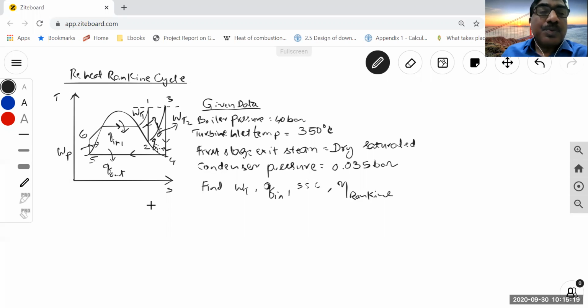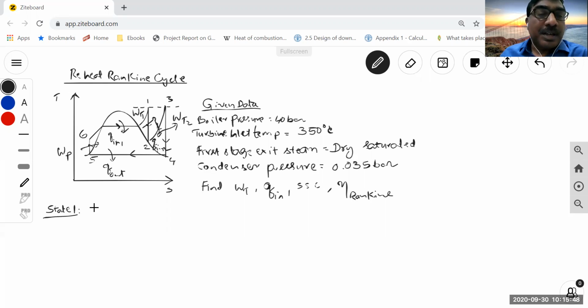Now our task is to find out the enthalpies at each and every point. Once you get the enthalpies at each and every point, you can easily find out whatever quantities you want. So for that we need to use the steam tables. But before that, we have to clearly understand what is the state of the steam at each and every point. Let us take state 1.